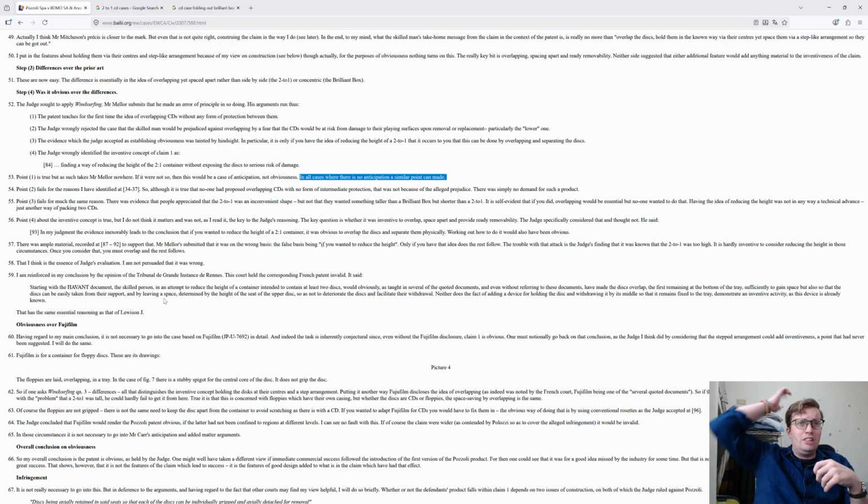Mr. Mello submitted that it was on the wrong basis. The false basis being if you wanted to reduce height. Only if you have that idea does the rest follow? The trouble with that attack is the judge's finding that it was known that the 2-to-1 was too high. It's hardly inventive to consider reducing the height in those circumstances. Once you consider that, you must overlap and the rest follows. So in other words, what they're saying is if you want to make the 2-to-1 shorter, this is the only way that you would do it. Therefore, it would be obvious to the skilled man. It doesn't require inventiveness.